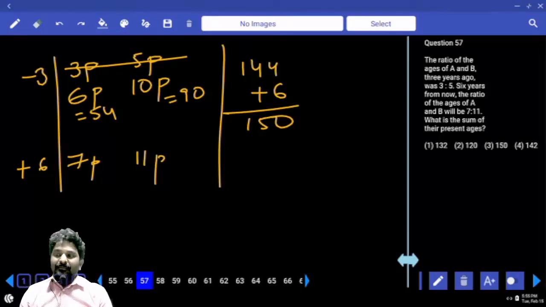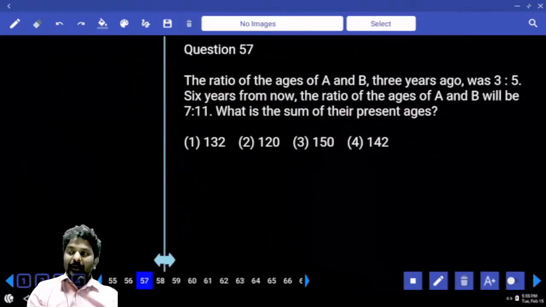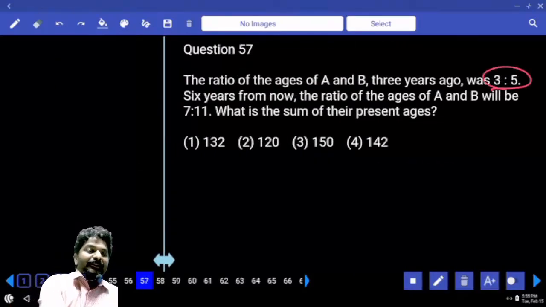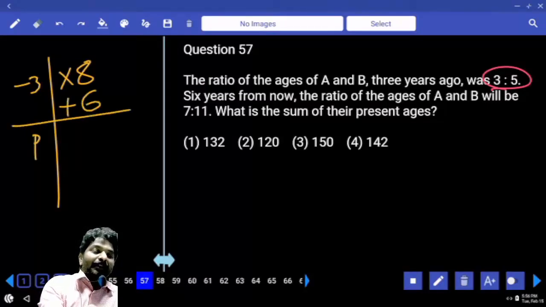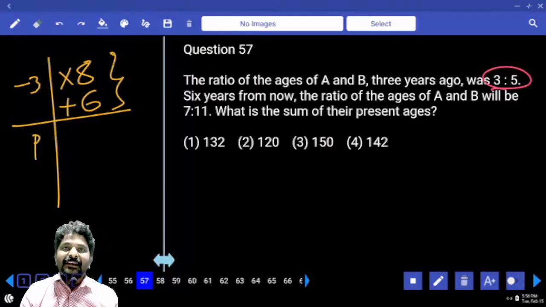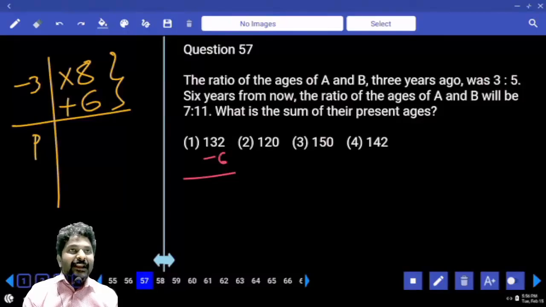This is one way. But there is another way also. So for that, what you need to do is, 3 years back, sum of their ages is 8 parts. So 3 years back, sum of their age was 8 multiple, right? To get present age, how many years we have to add both together? So your answer must be in the form of 8 multiple plus 6, correct? So from the answer, if you subtract 6, answer must be 8 multiple.